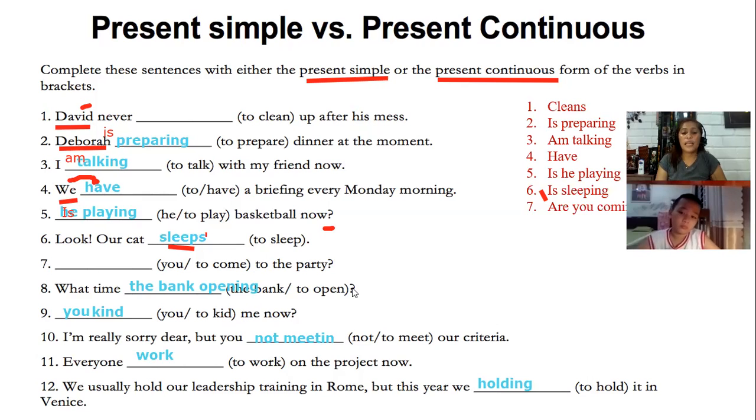Number seven, it's a question again. So what will you do with the verb? There should be is, are, or am. What is the partner of you? Like, is he playing? We use is because he is only one. You is many, it's plural. So what will you add? Is or are? Are, right there. And then what will happen to the verb?